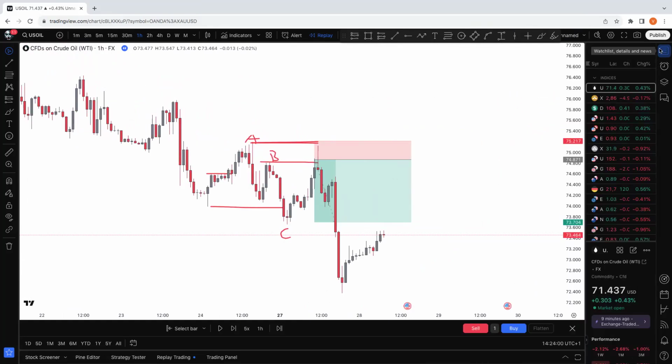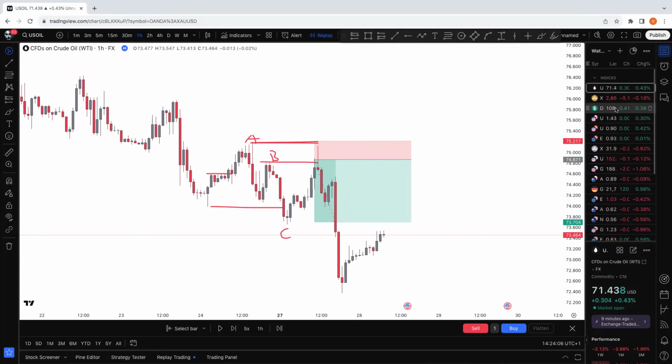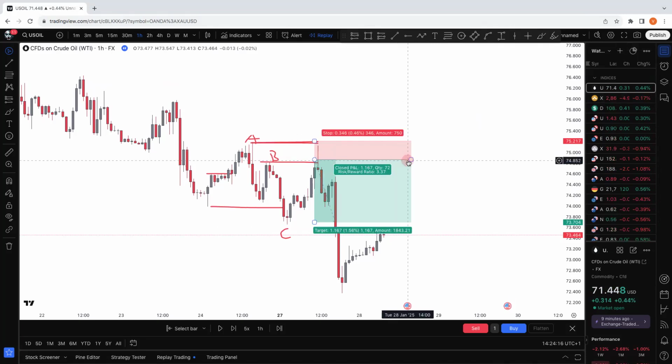Let's look at another pair. Now, the reason why you see that I have so many pairs here on my watch list is because these models work on every pair. They work in synthetic markets, in cryptocurrency, they work with Forex. You can trade these models anywhere. So this model is actually a cheat code, right? So you can even see what price did.